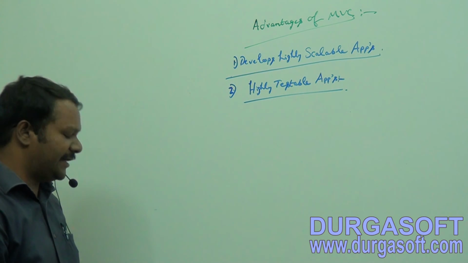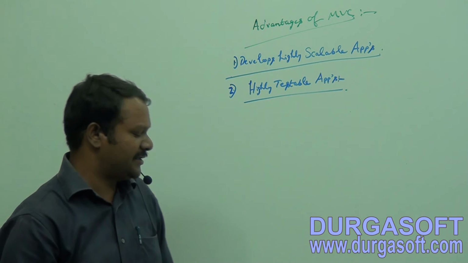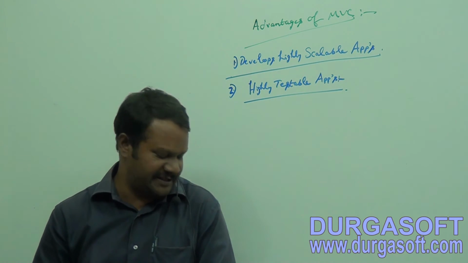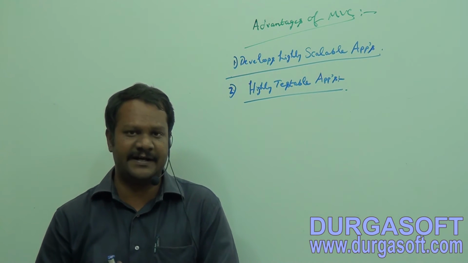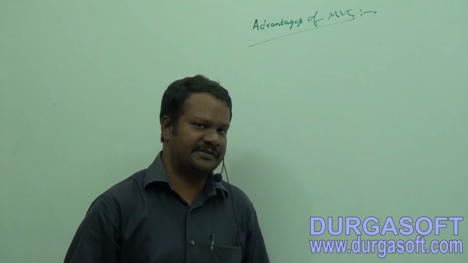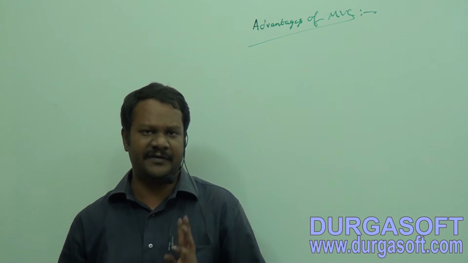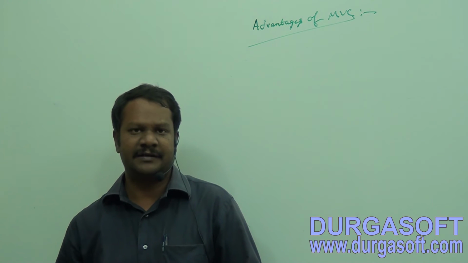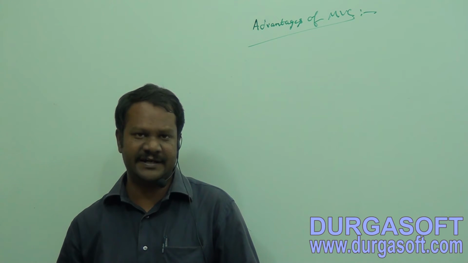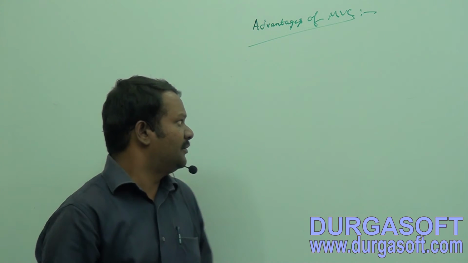And why has MVC become so popular? It is mainly a 3-layered architecture. I told you it is mainly a 3-layered architecture. Nowadays any application you develop in this modern era should be divided into 3 layers. One is the business layer. That is the business layer.